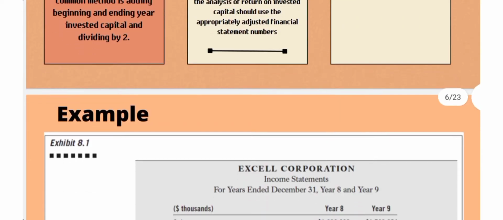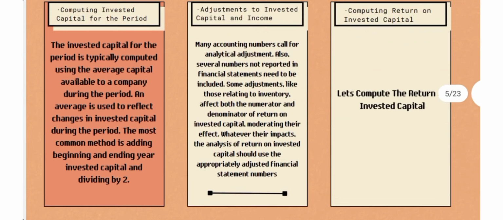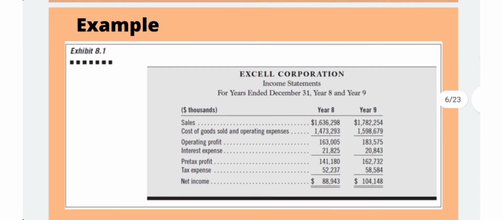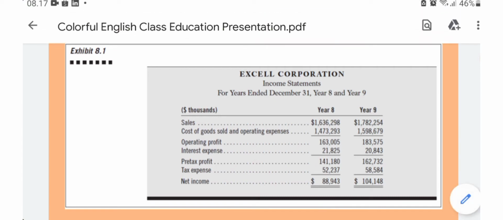So I have an example related to calculating return on invested capital. This is the Excel Corporation. As you can see, this is the income statement, and you can see all the numbers by yourself. The net income in year 8 is 80,943, and in year 9 we got 104,148.